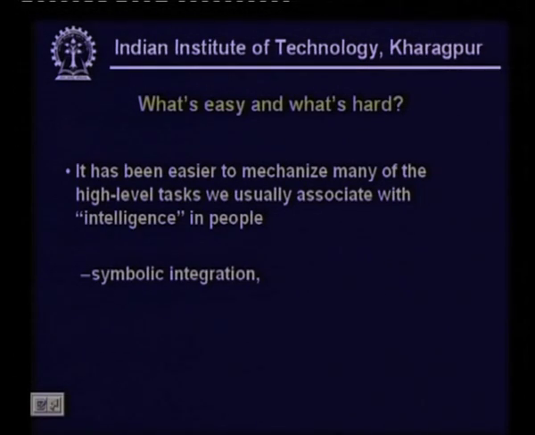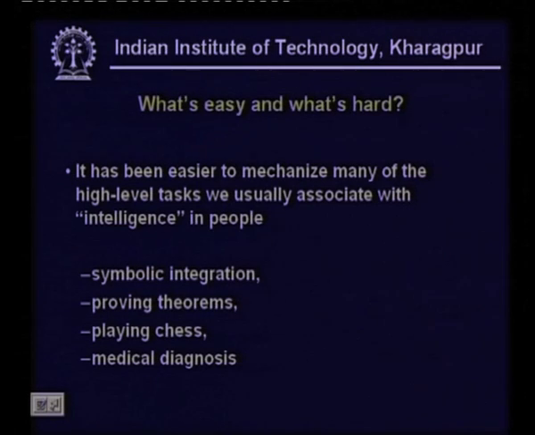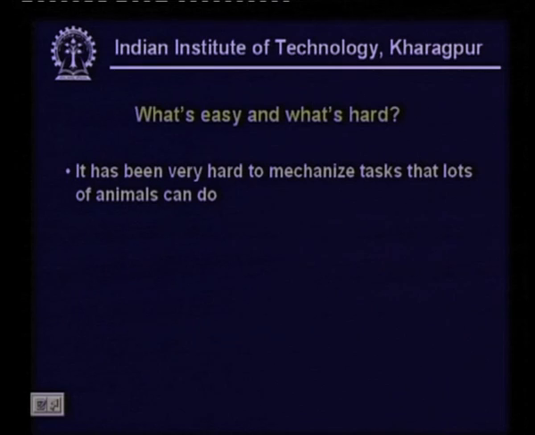For example, AI systems can easily do symbolic integration. Some of the systems can prove some theorems. AI systems can play chess quite well. There are systems for medical diagnosis in particular domains.